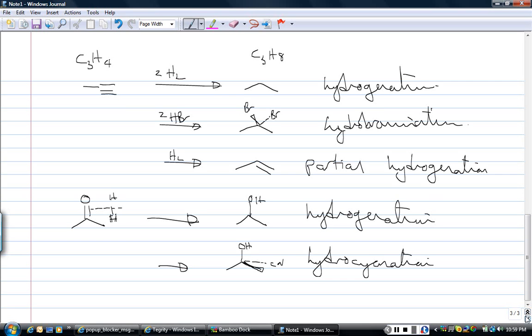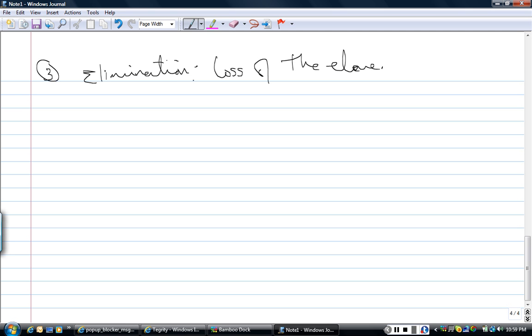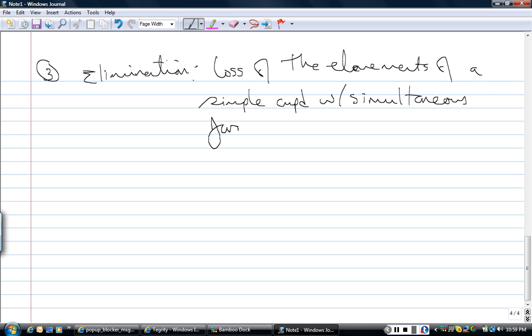The other class of reaction is an elimination reaction. And elimination reactions are literally the opposite of addition reactions. So these are ones in which there is loss of the elements of a simple compound with simultaneous formation of a pi bond.